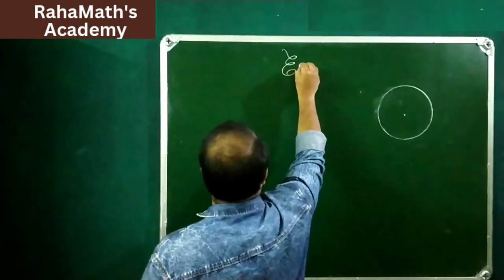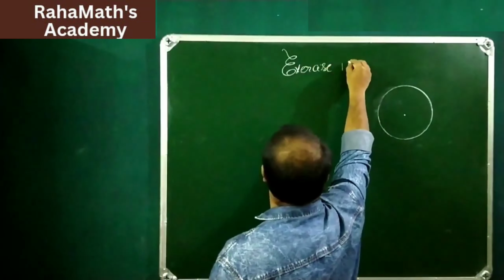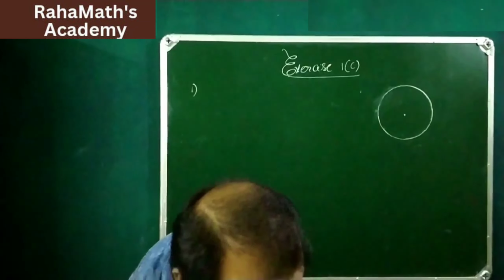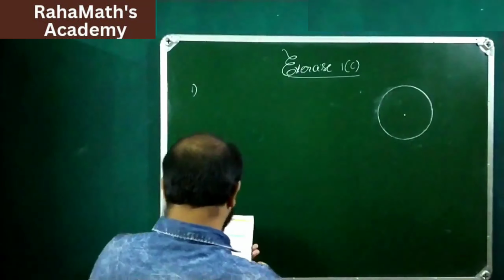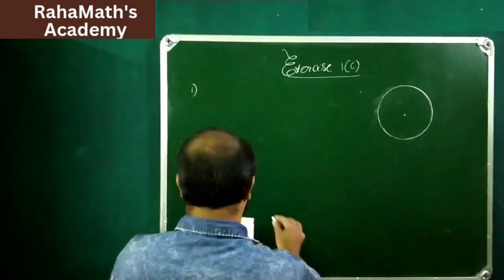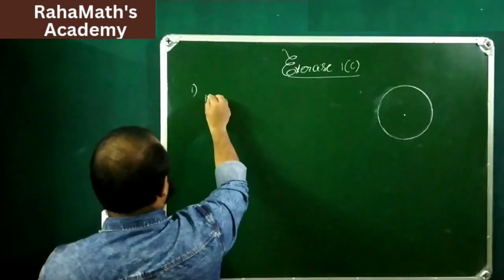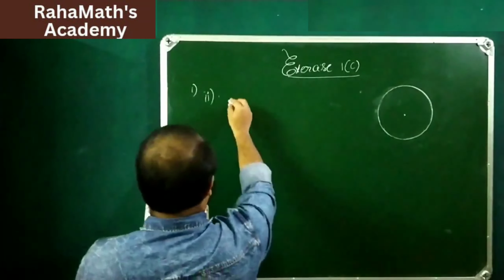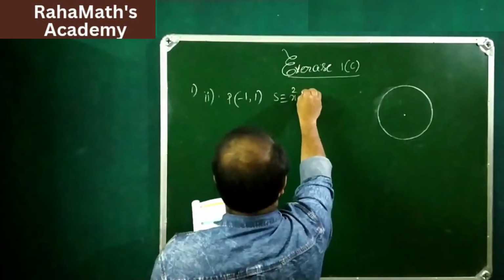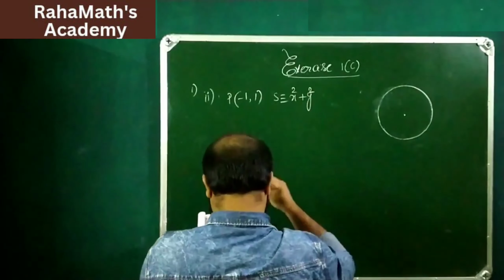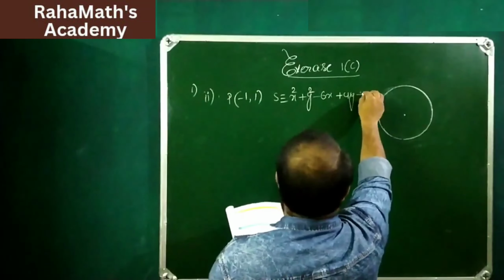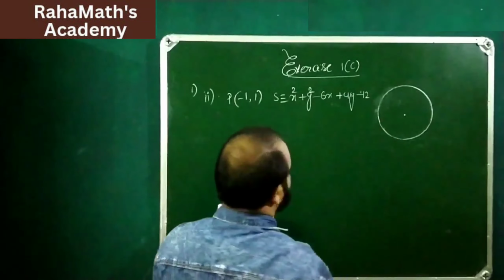Exercise 1C. So, first problem. Find the equation of the tangent at P of the circle S equals 0, where P and S are given by: first question, second bit, P(-1, 1) and S: x square plus y square minus 6x plus 4y minus 12 equals 0.